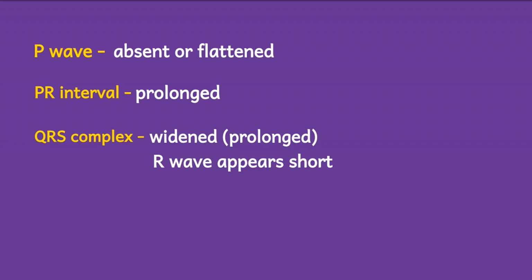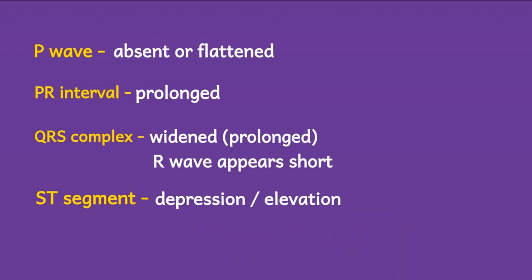The next after the QRS complex, as you saw, is the ST segment. What are the changes as far as hyperkalemia is concerned? Now you should note that for the ST segment, different schools of thought think that it may either be depressed or elevated. And so you can have ST segment depression, ST segment elevation. All those are hyperkalemic changes.